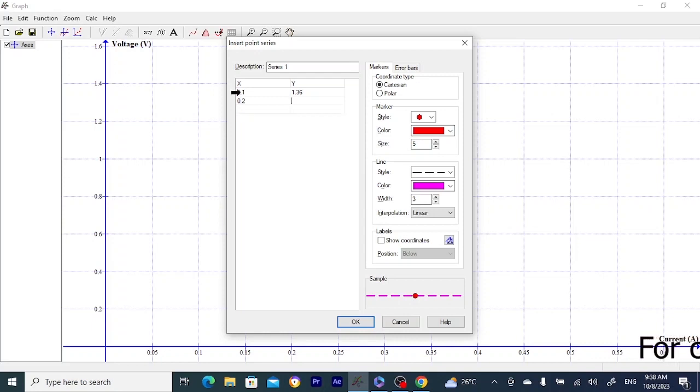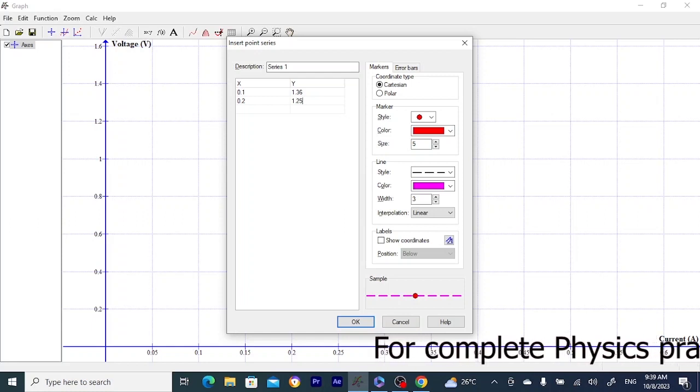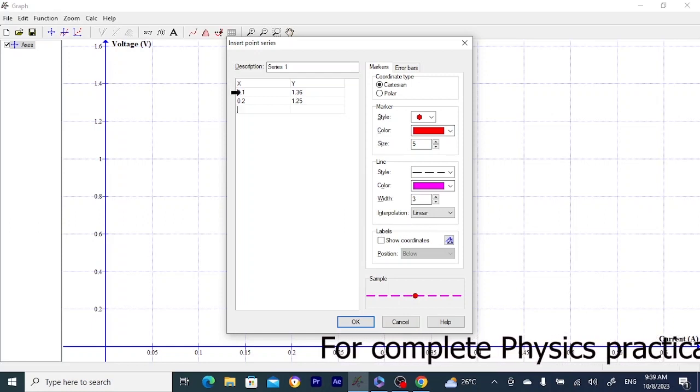my voltage was 1.25. Alright, so I'll just go ahead and do this very fast so we can get our points.